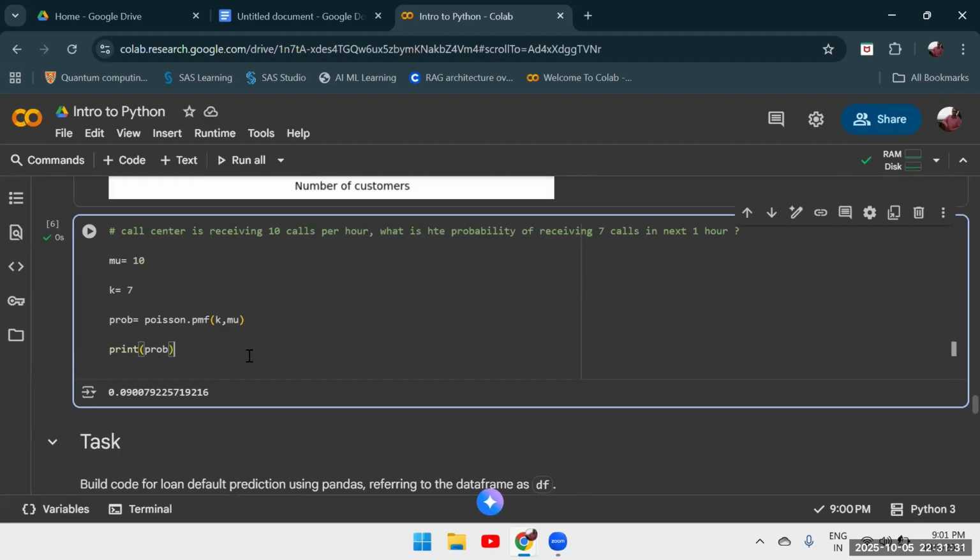Yeah, understanding, sir. First thing, you mentioned the 10 calls receiving in 1 hour. Second is receiving the 7 calls in 1 hour. So what we will find in the data, we mentioned the 7 calls and 1 hour. We don't focus on the 10 calls or 1 hour, sir.